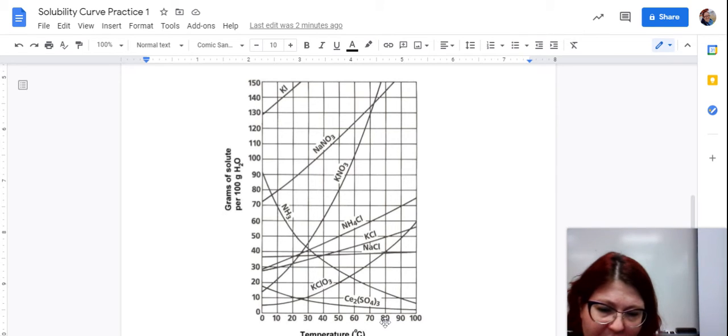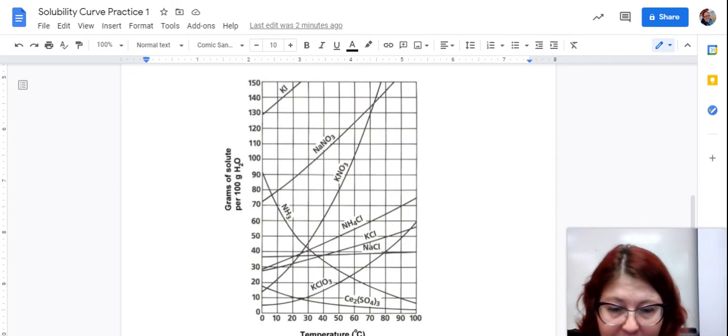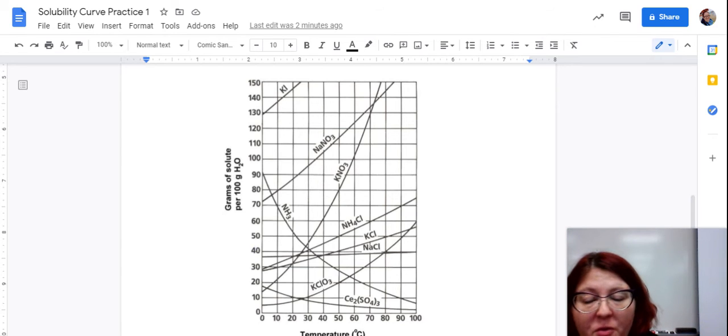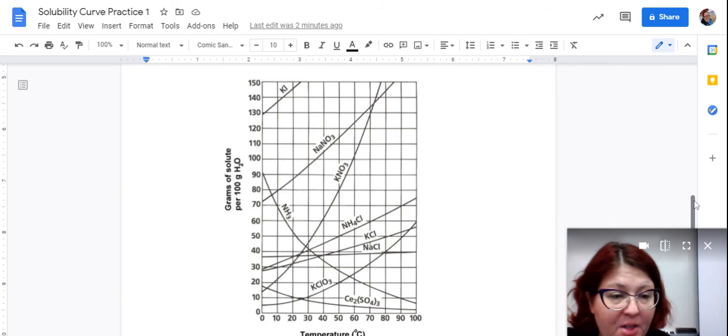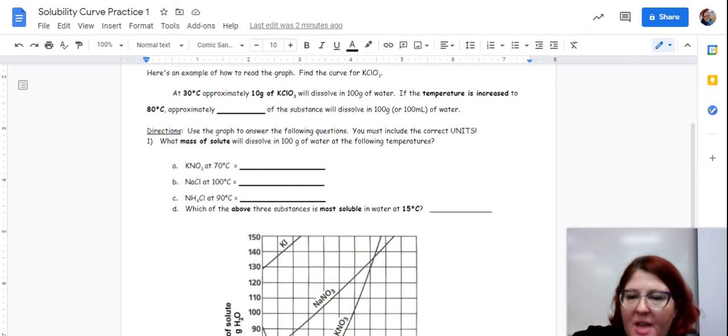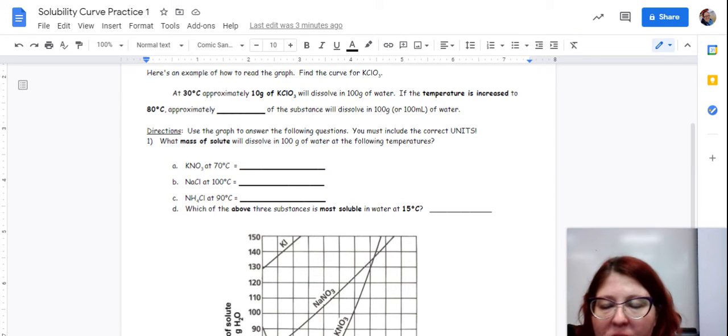So now I move over to 80 degrees and follow the line on up. Here it's touching the potassium chlorate line. I'll move sideways to the y-axis and I see it's at 40. So 40 grams of potassium chlorate can dissolve in 100 grams of water at 80 degrees Celsius. And that's how you do that. You follow the lines and see where they intersect. So you need to try that yourself for these different substances.